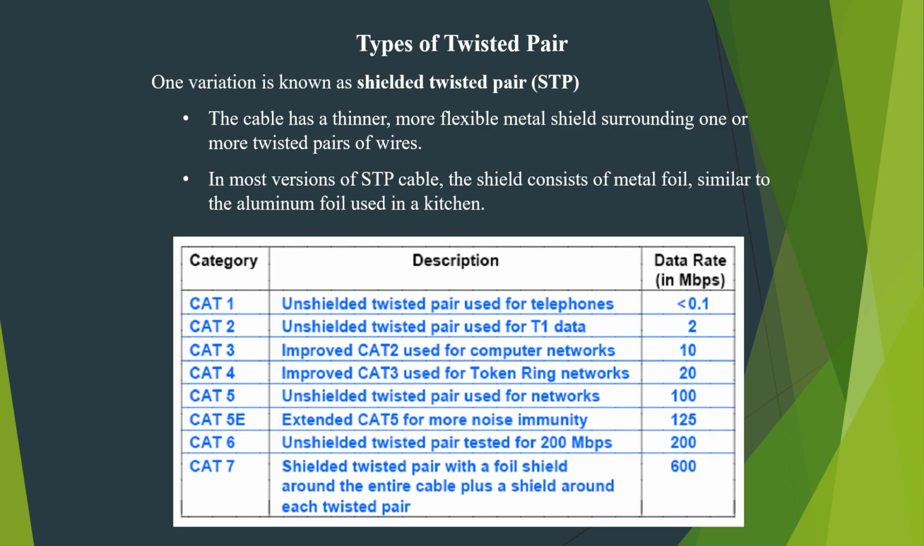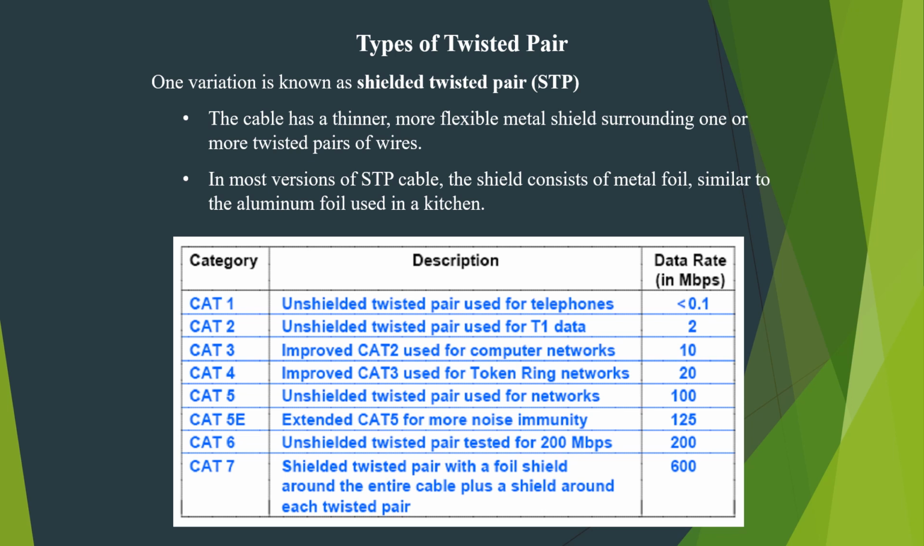And the next one, these are the types of twisted pair. I already explained category 1, category 2, category 3, 4, 5. Category 1 is used mainly for telephone systems, and category 2 supports data transmission speeds up to 4 Mbps, category 3 is for 10 Mbps, category 4 is for 16 Mbps, and category 5 is for 100 Mbps.